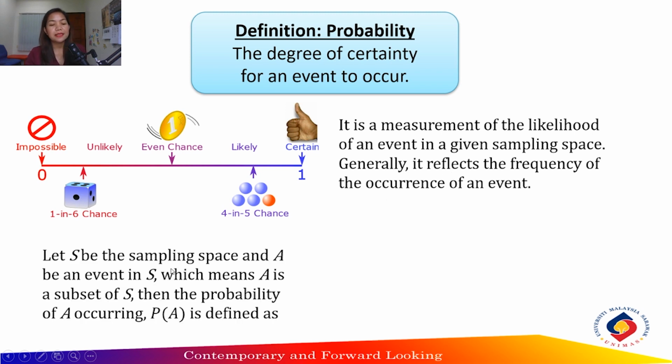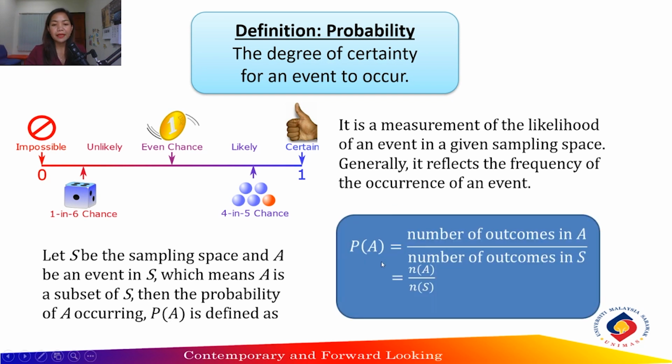Let S be the sampling space and A be an event in S, which means A is a subset of S. Then the probability of A occurring is P(A). So we will use big P to define the probability of that event A, defined by the number of outcomes in A over the number of outcomes in S. So this is the formula of the probability of event A.